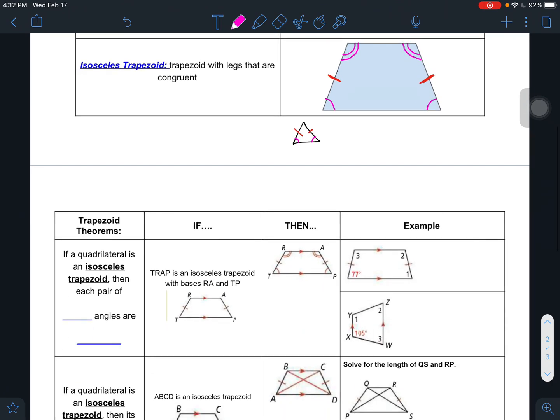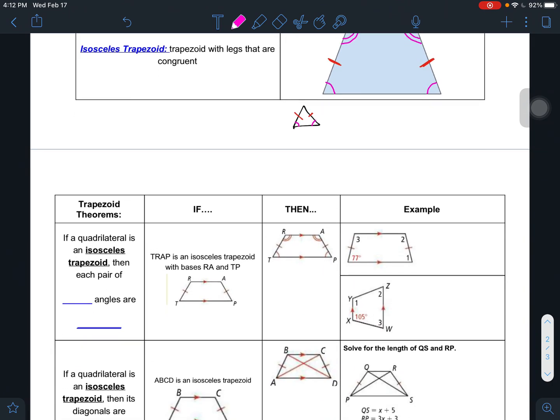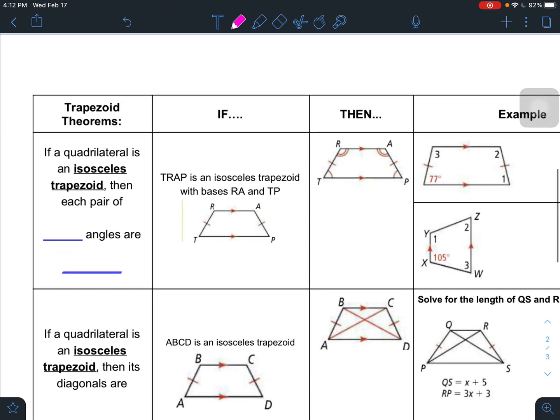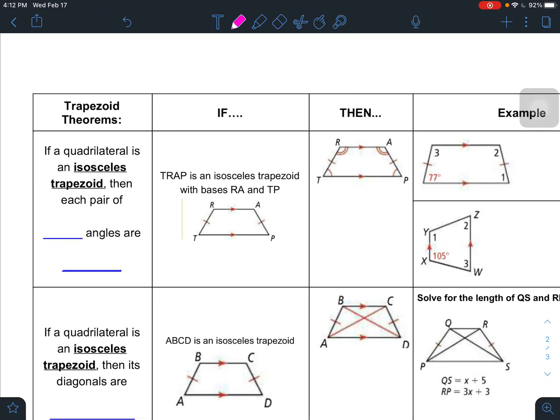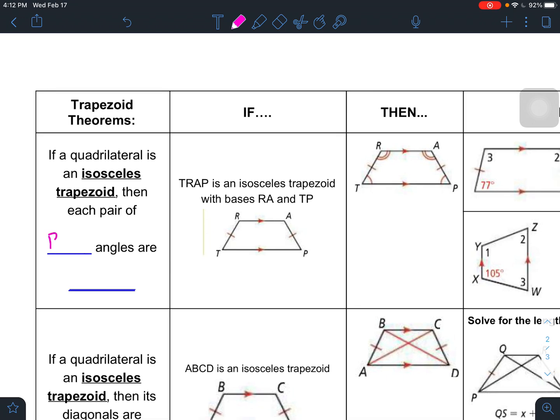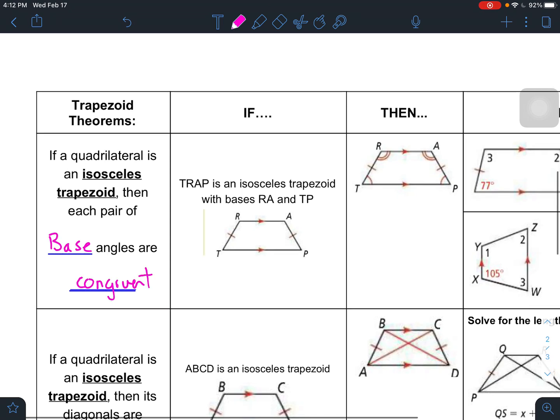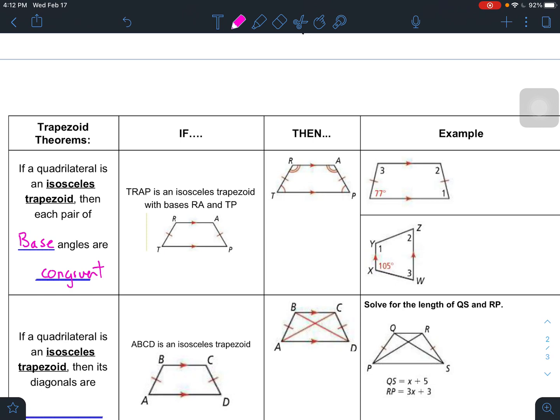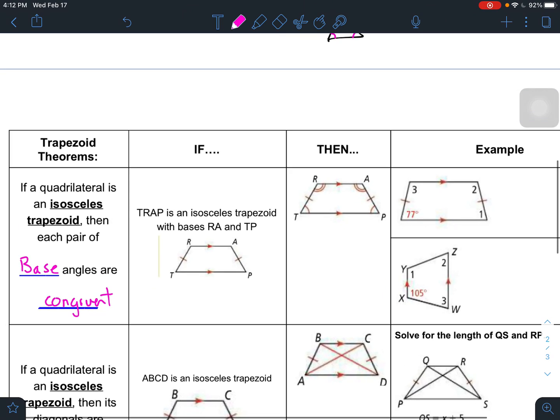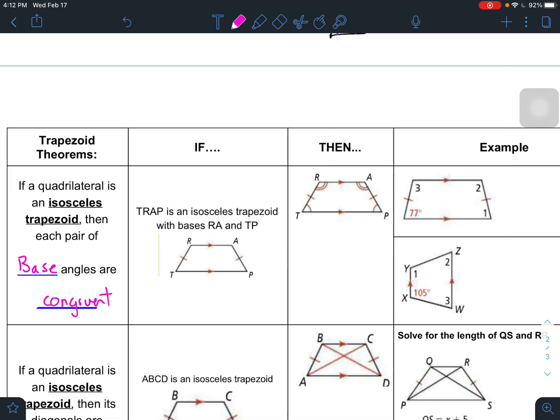Let's look at a few theorems. If a quadrilateral is an isosceles trapezoid, specifically an isosceles trapezoid, then each pair of base angles is congruent. So that's our first theorem. We've already filled that one out from above, but I want to point out that with this theorem we're going to be able to use just one angle measure to find all the angles.